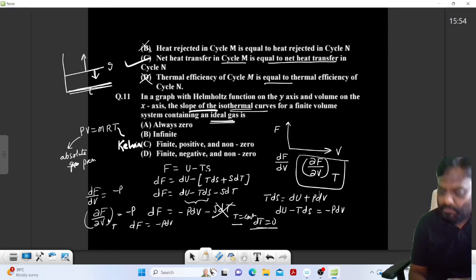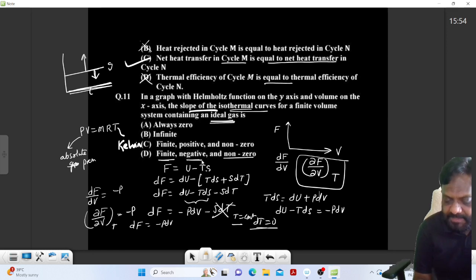This is what he is asking. What is the value of this? Minus P. हमेशा आइडियल गैस में P पॉजिटिव रहता है सर. ये P वैल्यू इज पॉजिटिव बट माइनस अटैच हुआ सर. तो ये पॉजिटिव है तो ये वैल्यू क्या होगा सर? नेगेटिव होगा. So therefore it is finite, negative and non-zero.